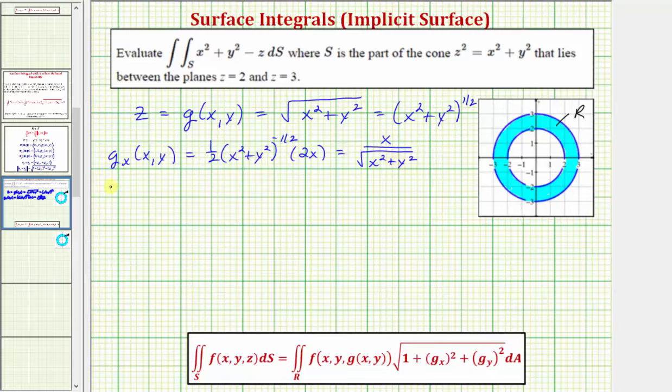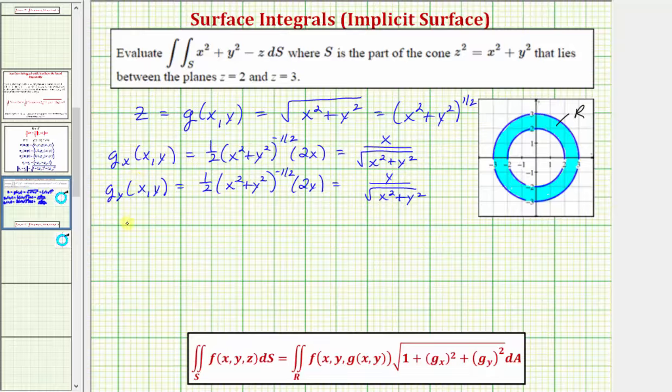And now for the partial derivative of g with respect to y, this is equal to the derivative of the quantity x squared plus y squared raised to the 1/2 with respect to y, which would be 1/2 times the quantity x squared plus y squared to the negative 1/2 times the derivative of x squared plus y squared with respect to y, which is 2y. So the partial with respect to y would be y divided by the square root of the quantity x squared plus y squared.